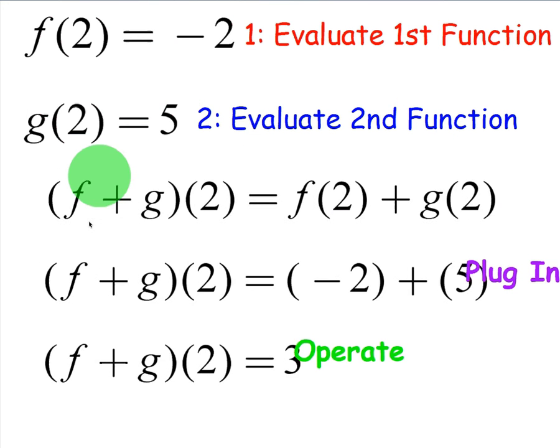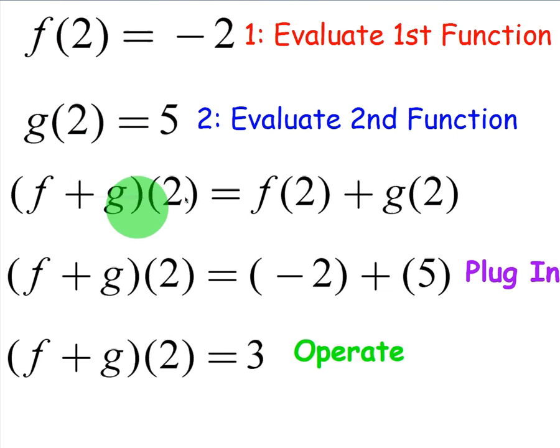Next, we're going to what? We're going to add those things together because that's what we're trying to find, f of 2 plus g of 2. So that leads us to step 3, which is to plug in those values that we found from the graphs. So f of 2 is -2, g of 2 is 5. And then the final step is operate. -2 plus 5 is 3. That's our final answer. f plus g of 2 is equal to 3.